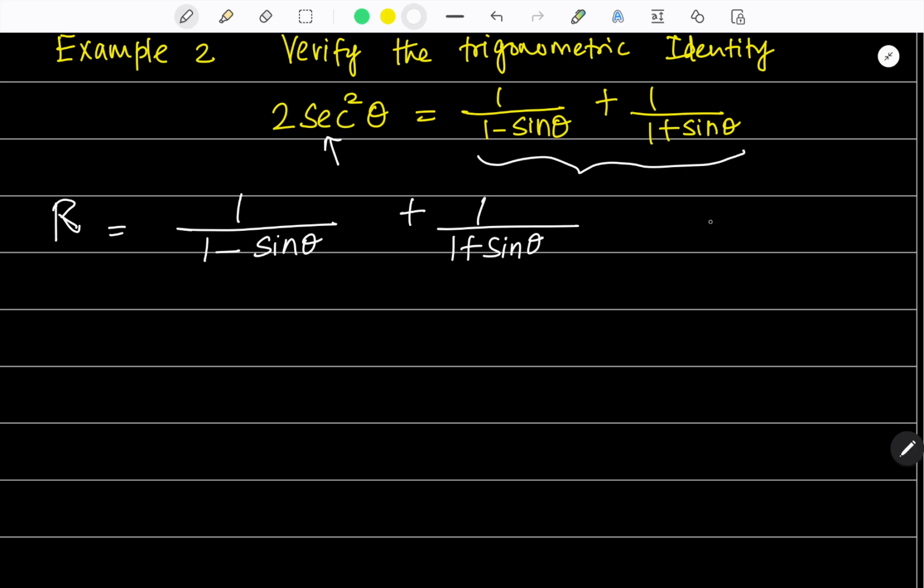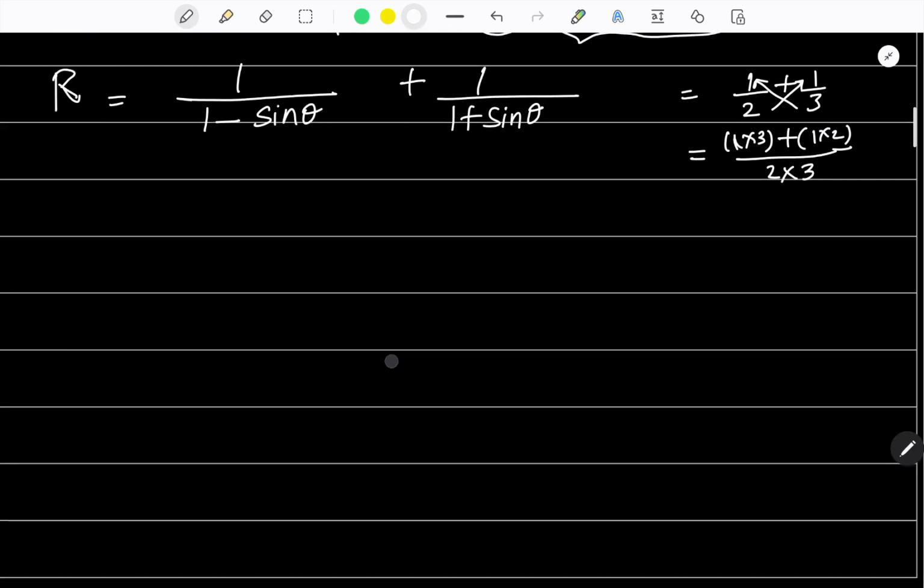So before that, let me ask you one question. Suppose you have 1 by 2 plus 1 by 3. How do you do this one? You will take 2 times 3. You take this number here and this number here. 1 times 3, right? And then plus 1 times 2. The same idea I'm going to use.